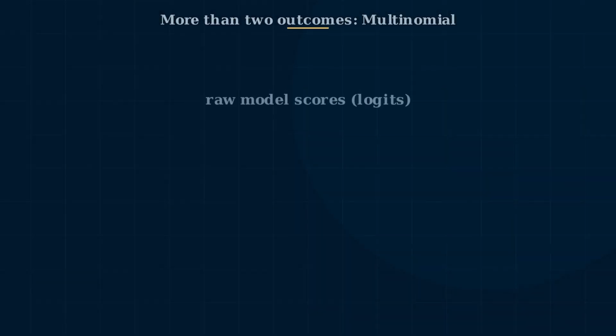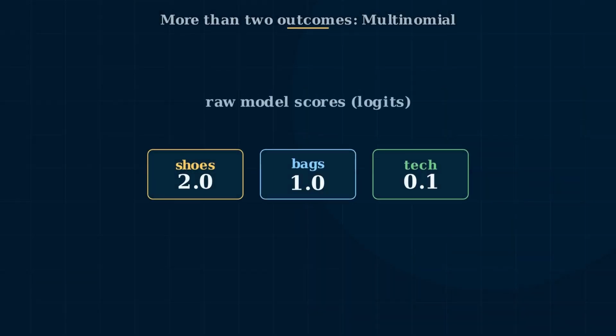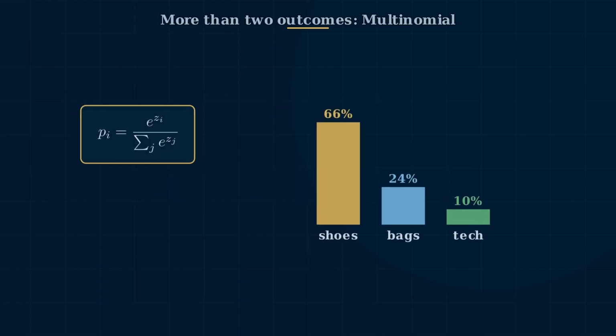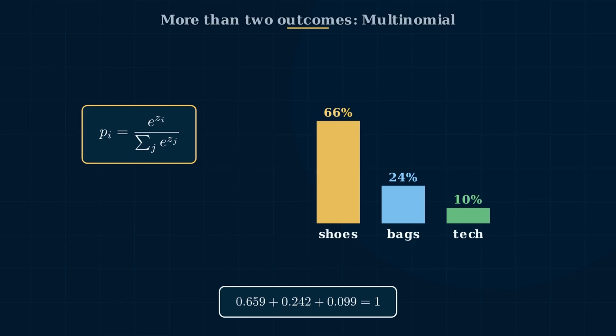A product choice has more than 2 outcomes. Suppose a classifier produces raw scores, called logits, of 2, 1, and 0.1 for shoes, bags, and tech. Scores are not probabilities. They can be negative, and they do not have to sum to 1. Softmax exponentiates each score and divides by the sum of all exponentials. These 3 logits become approximately 0.66, 0.24, and 0.10. Every value is between 0 and 1, and together they sum to 1. That probability vector describes one multinomial, or, for one draw, categorical choice.